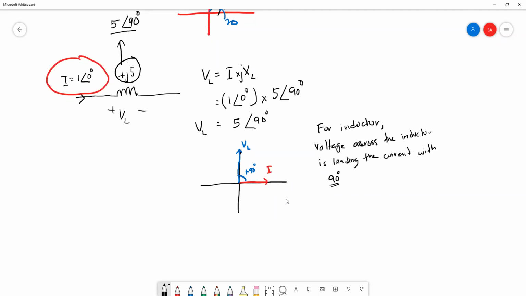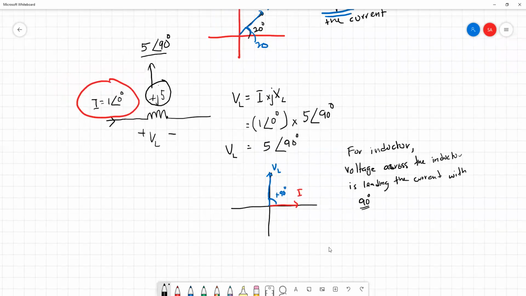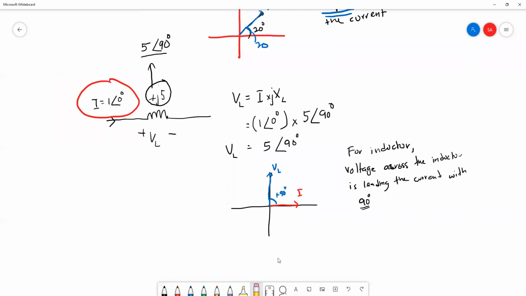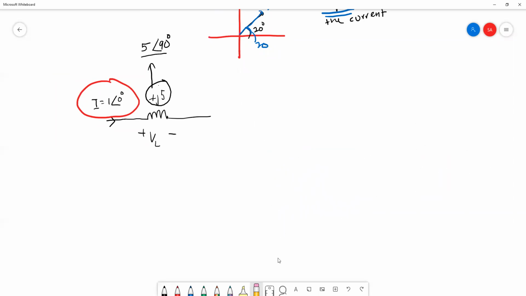Okay, so let's go for the capacitor. Okay, I give you another example, another example for the inductor before we proceed. Let's say the current in the inductor right now has an angle of maybe 20 degrees, for example. So still you need to calculate your VL, which is I multiplied with JXL. So right now your I is 1 angle 20 degrees multiplied with 5 angle 90 degrees. So this one you will have 5 angle 110, right? Because 90 plus 20 is 110.